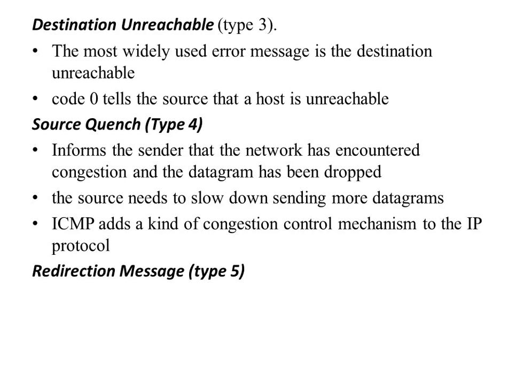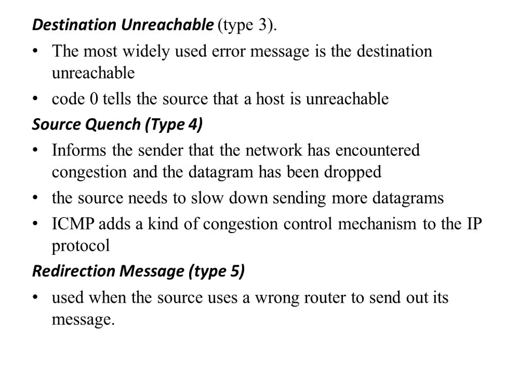Then the third message is the redirection message. Now what do you mean by redirection message? Many times, whenever you are sending your datagram, the source uses a wrong router to send out its message. So let us say you want to go to a particular place, say A, and you send the information that the route is via B. So actually you want to go to route A, but you sent the packet to route B.